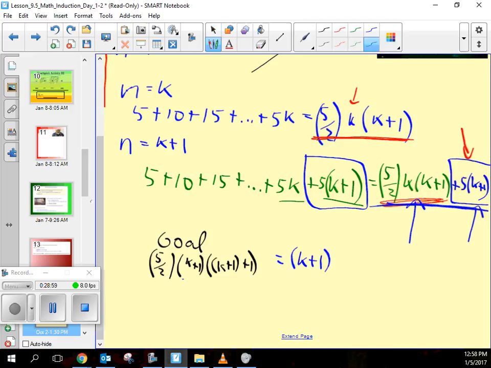And then what's left over is a 5 halves k plus 5. I want you to digest that for a moment. I just took this and this out of it. I just divided that whole thing by k plus 1. And that made those k plus 1s disappear. And what I had left was this.